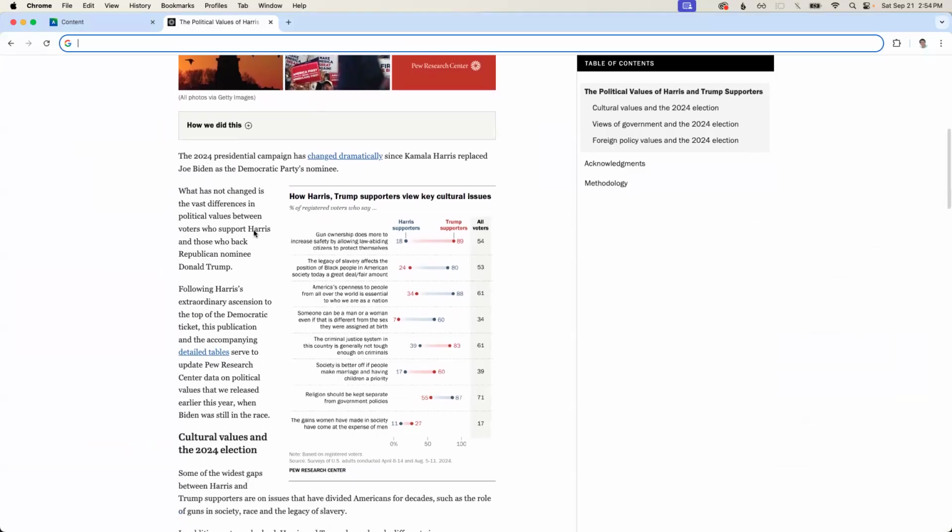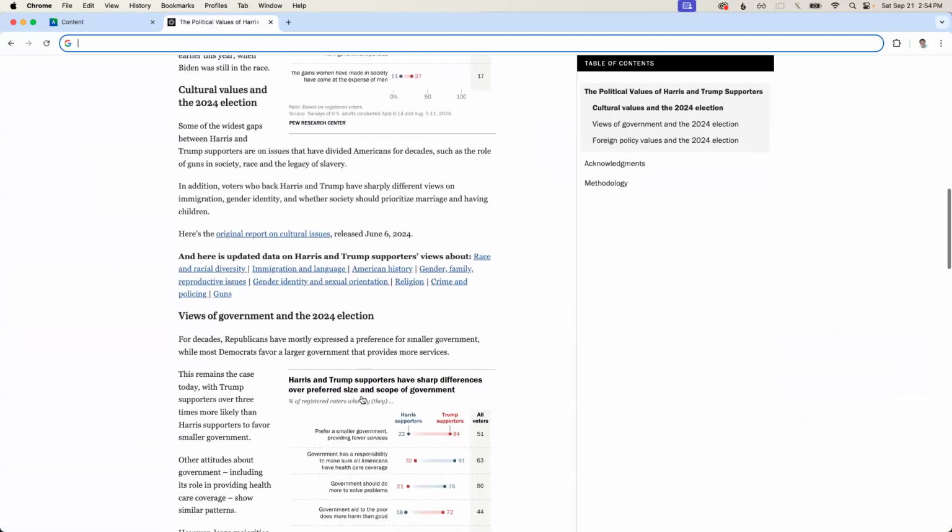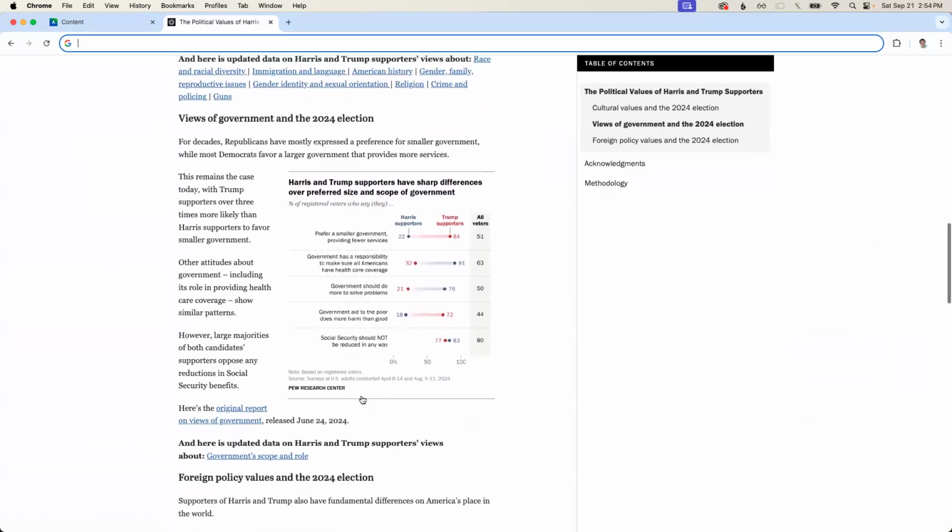So I'm looking and they're comparing Harris and Trump supporters. There's a bunch of different questions here comparing, for example, how people feel about whether religion should be kept separate from government policies. I'm just going to choose what I want. Why don't I look at the Social Security one to see how different these are or not. I'll do the one above it too, just to show you two comparisons. So here's my poll results.